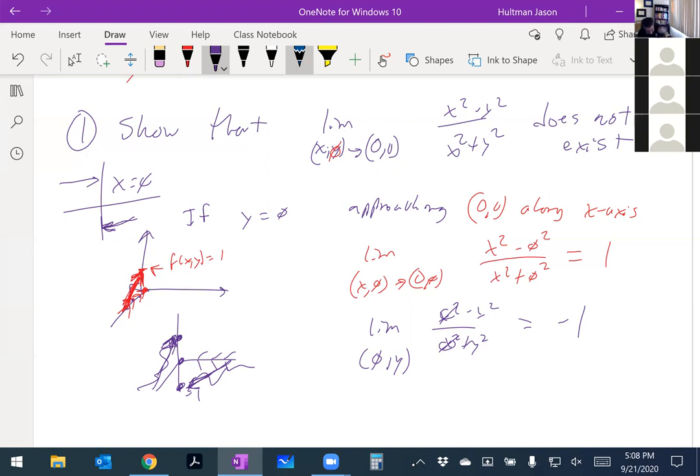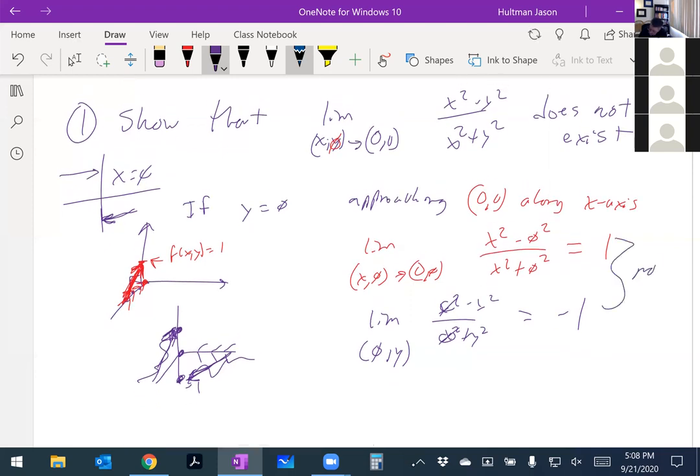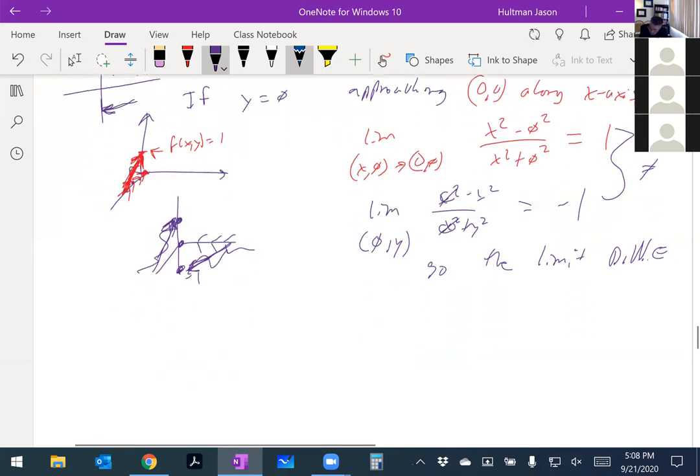We fix 1. Okay, since f has 2 limits, the given limit does not exist. Okay, not the same. Not equal. So the limit does not exist. Okay, good times. These are good times.